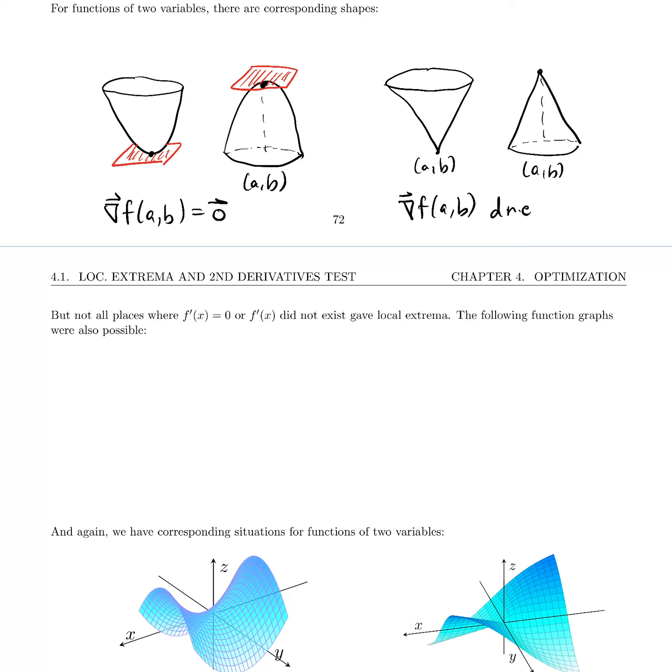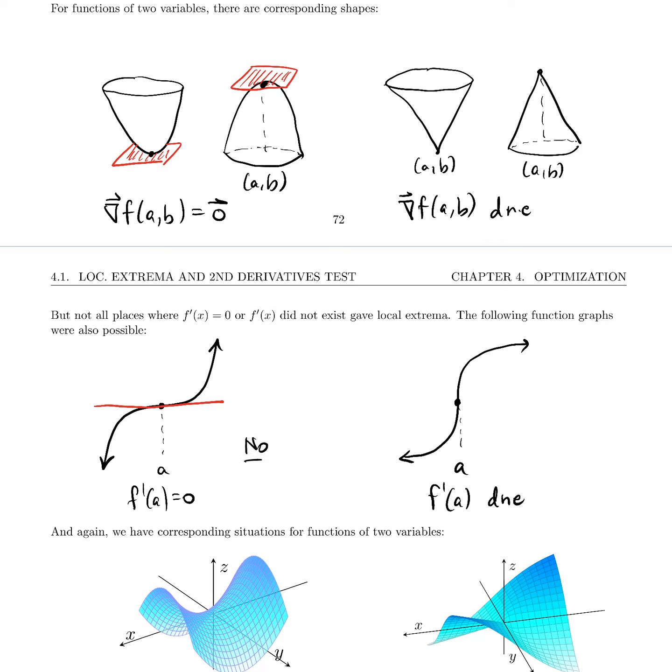You had already also seen the following kinds of graphs. A point like this, where the tangent line is horizontal. So again, if we call this A, f prime at A is 0, yet there is no local extremum. Also like this, vertical tangent lines. Somewhere like this, f prime of A did not exist, and yet there are no local extrema.